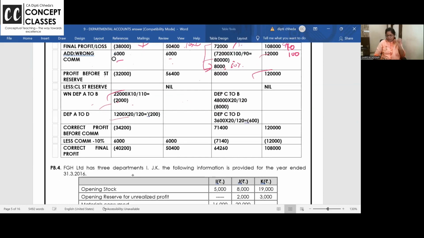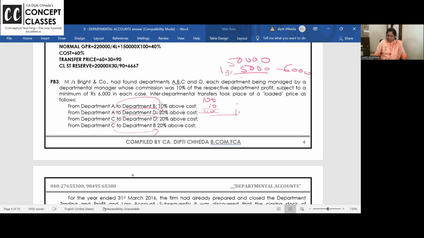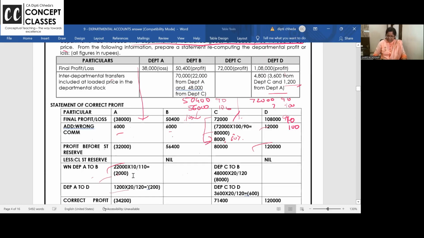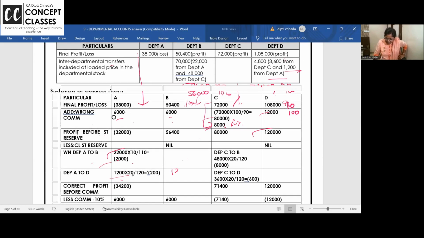Same way, department A has sent to department D 1,200 के goods. देखो 1,200 के goods भेजे. ये 1,200 के goods, look at the loading. A has sent to D at 20% above cost. What's my equation? 120, 120. So 1,200 goods are lying with you, no? That is at 120. 120 में 20 loading है, 1,200 में कितना? Orally it may look, ma'am क्या बोल रहे हैं समझ में नहीं आ रहे, but if you do this one problem written practice, 10 out of 10 is like super scoring.